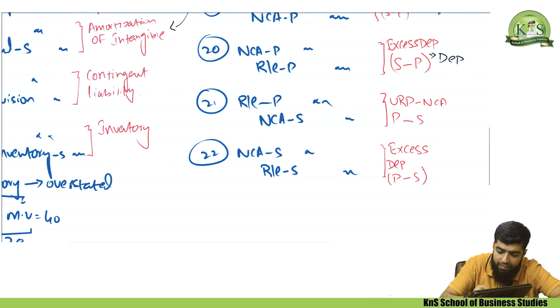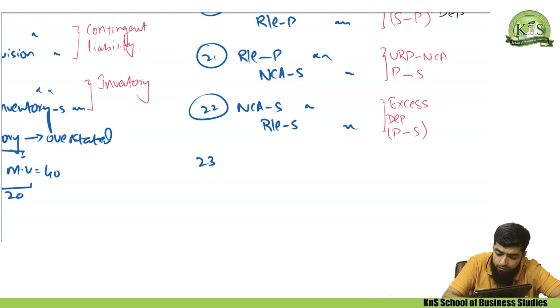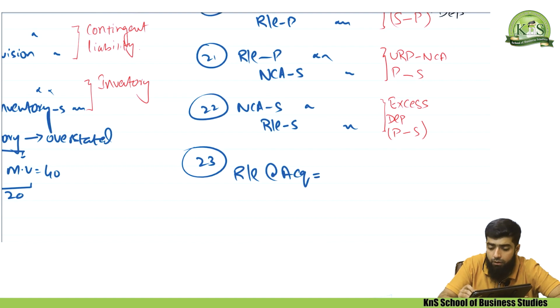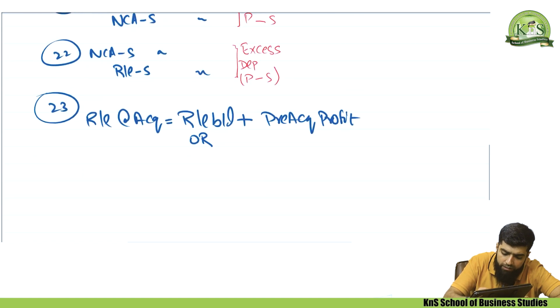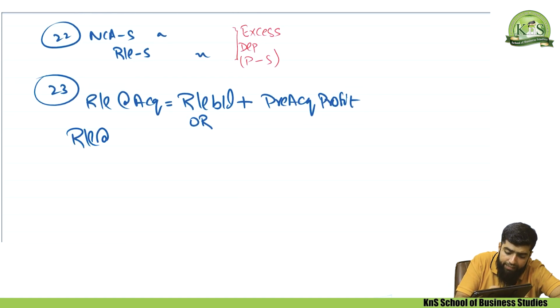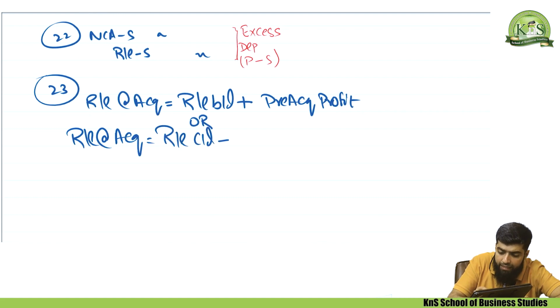One last adjustment that the examiner might test you for: in a question of a mid-year acquisition, you need to calculate the retained earning at the date of acquisition, and for that we have a formula: retained earning opening balance plus pre-acquisition profit. Or there could be an alternative formula for the calculation of retained earning at acquisition, that is retained earning closing balance less post-acquisition profit.